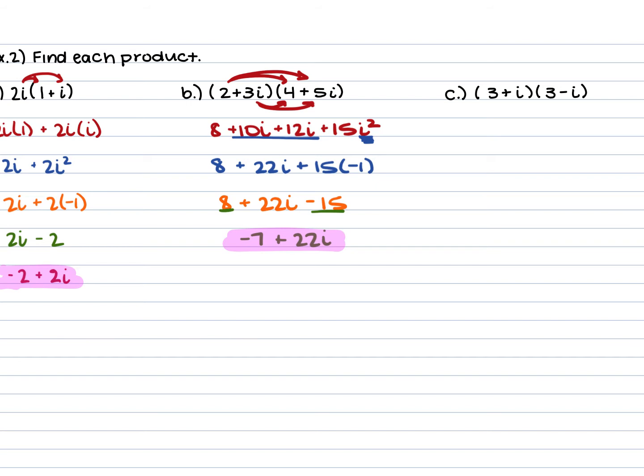Now this is a difference of squares, so we could just take the first term, which is 3, and square it, minus the second term, which is i, and square it. The 3 squared is 9. The i squared is negative 1. So this becomes 9 plus 1, which is 10.